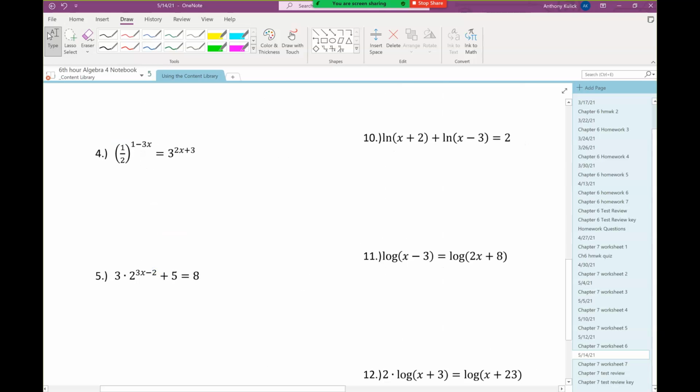So, in this situation, if I look at the bases for my exponentials, it should be pretty clear that there's not going to be an easy way to rewrite them so that they have the same base. So, I'm just going to start off by taking the log of both sides. I would either choose to use log base 1/2 or log base 3. It doesn't really make a difference which one I use. For the sake of argument, I'm going to do log base 1/2.